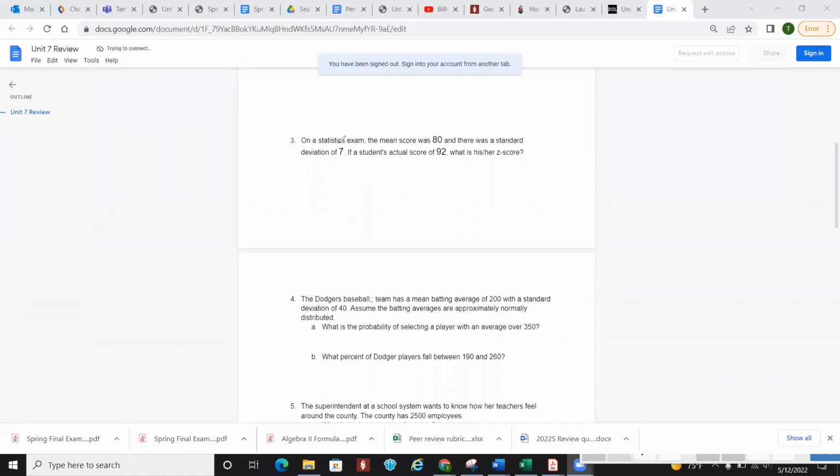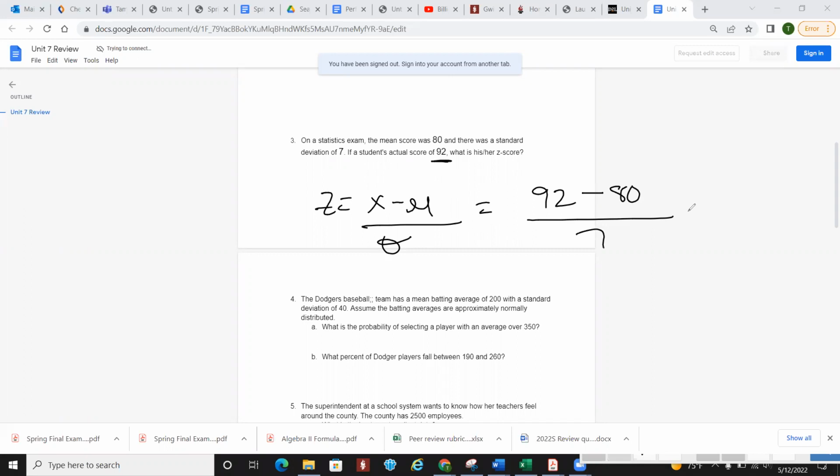All right, so let's take a look at number 3. So we've got z-score equals x minus mu divided by the standard deviation. So we're going to take the value that we got on the test, minus the mean, divided by 7. So we're going to do 92 minus 80 and then divide it by 7. And that's going to give me 1.71. Remember, you always round to 2 decimal places on this one, so that way you could use the z-score table.